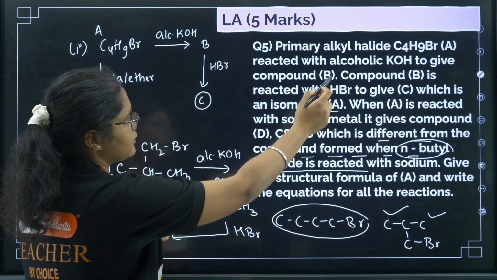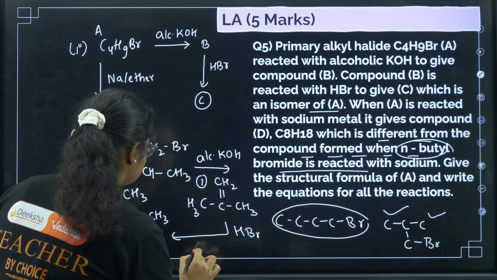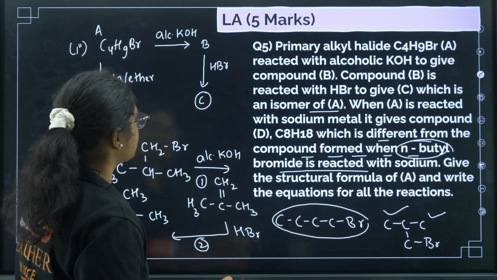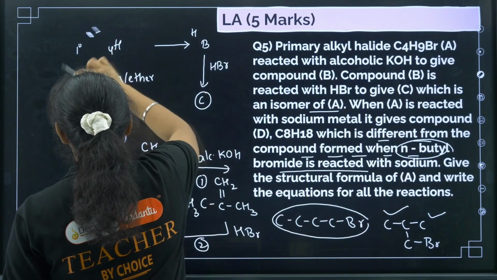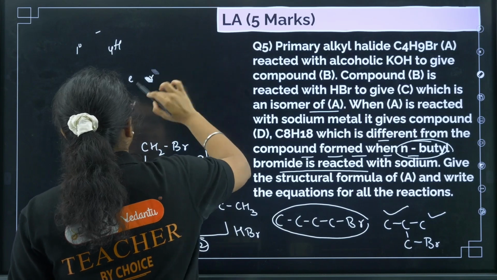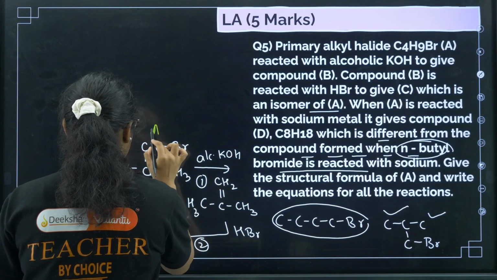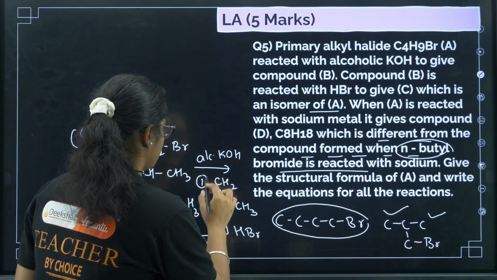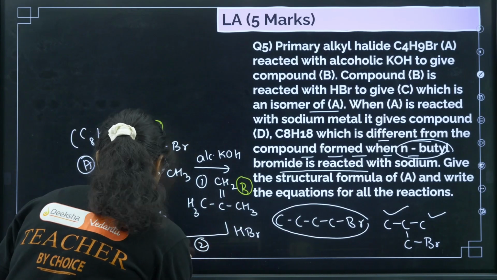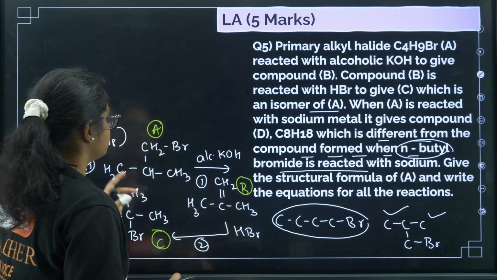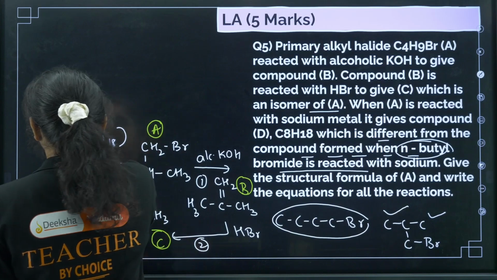So this is my first reaction according to the question. This is the first reaction. Okay. Next, compound B reacts with HBr. So this is the second reaction. Okay. When A is reacted with sodium metal, we need to write this reaction. So I will write it here. So let me erase this part. Okay, so this is A we have got now. A reacts with alcoholic KOH to give you B. Next, B is a compound which reacts with HBr to give you C, which is an isomer of A, so definitely these two are isomers. Next, when A is reacted with sodium metal, we have this reaction.